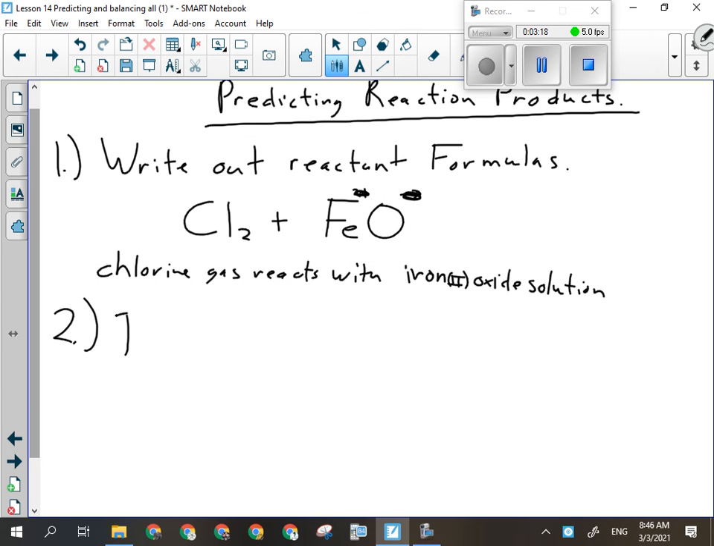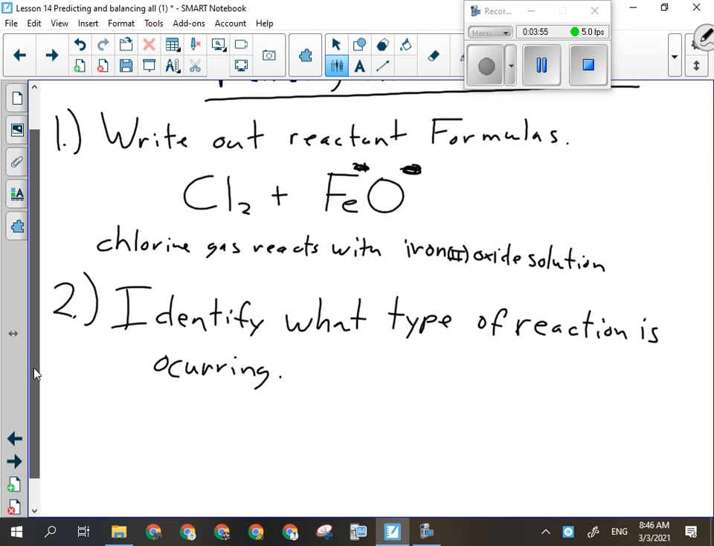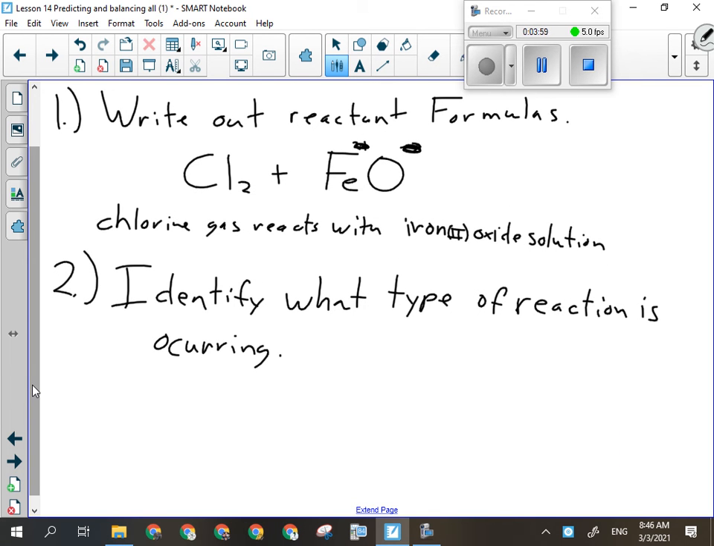Step number 2. Identify what type of reaction is occurring. Okay, so in the reaction that we have up there, I have chlorine, which is an element, reacting with iron 2 oxide, which is an ionic compound. So what kind of reaction am I looking at? This is a single replacement reaction. Okay, so there's step 2. I've identified that this is a single replacement reaction.